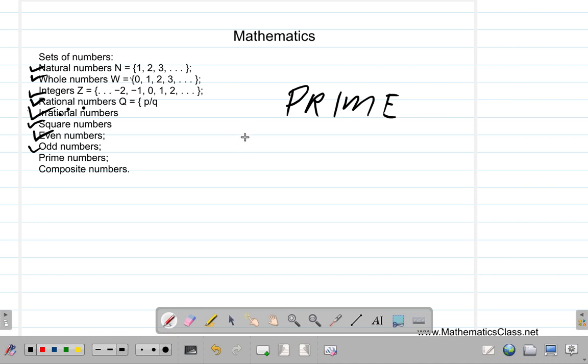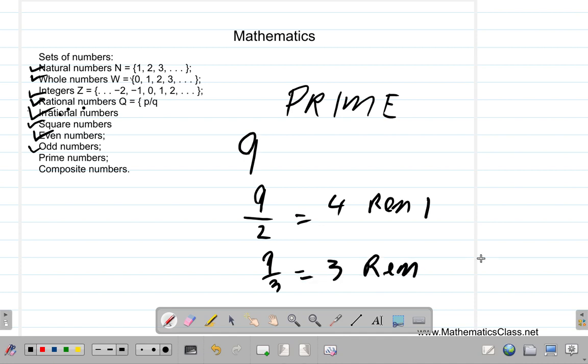Example, suppose you try 9. 9 divided by 2 gives you 4, with a remainder of 1. Good. 9 divided by 3 is 3, and you get a remainder of 0. But hold on.